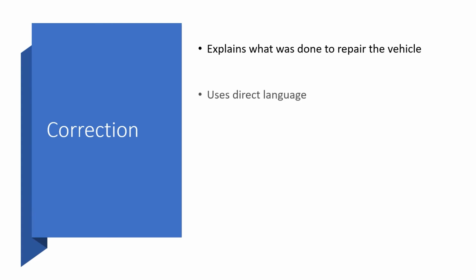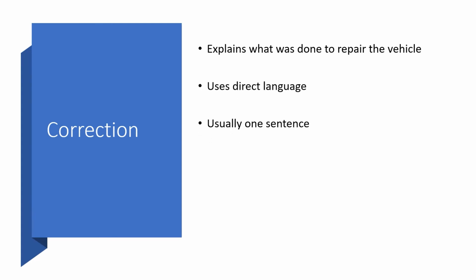The third element is going to be the correction. And this is just super direct, very simple language. So the correction explains exactly what was done to repair the vehicle, to get at the root cause. It uses direct language, and it usually only takes about 1 sentence to do the correction, maybe 2 if it was a more complex repair process. Corrections usually utilize specific and precise part names and descriptions so that they are very precise about exactly what was done to correct the issue.